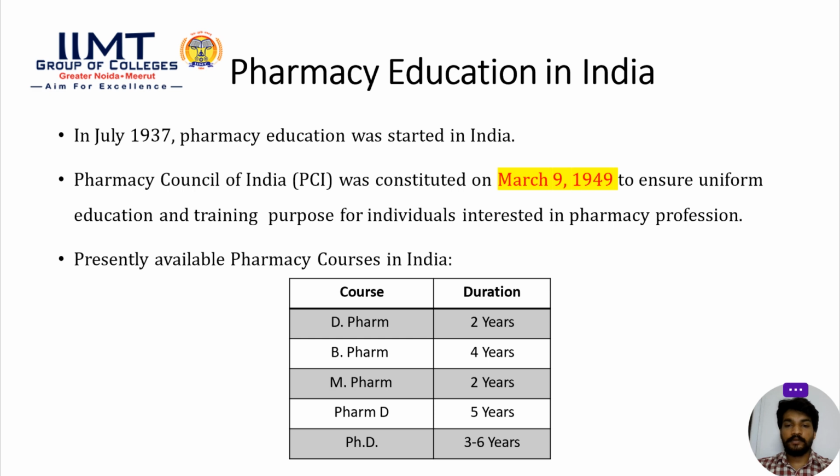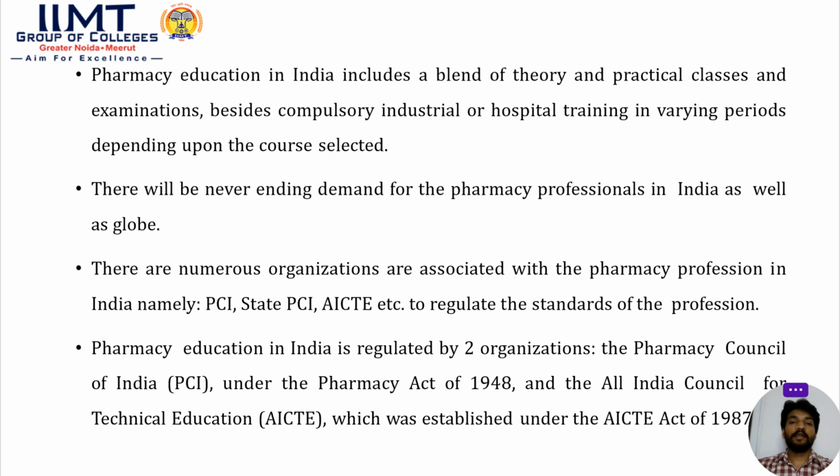B.Pharm for 4 years is a bachelor's course. M.Pharm is a master's course for the duration of 2 years. Then Pharm.D for the duration of 5 years, and then PhD in pharmacy, depending upon the tenure, 3 to 6 years. Pharmacy education in India includes a blend of theory and practical classes and examinations, besides compulsory industrial or hospital training in varying periods depending upon the course selected.